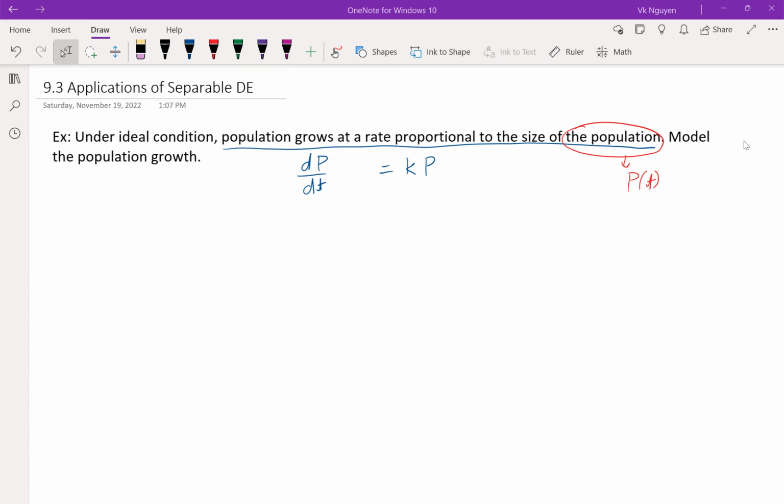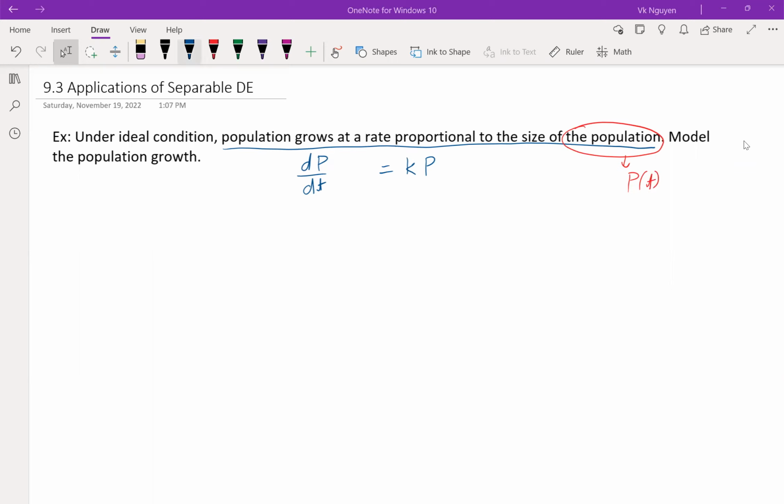First example, under ideal condition, population grows at a rate proportional to the size of the population. Model the population growth. We did this in section 9.1. What we're gonna do today is figure out a model for the population P(t).